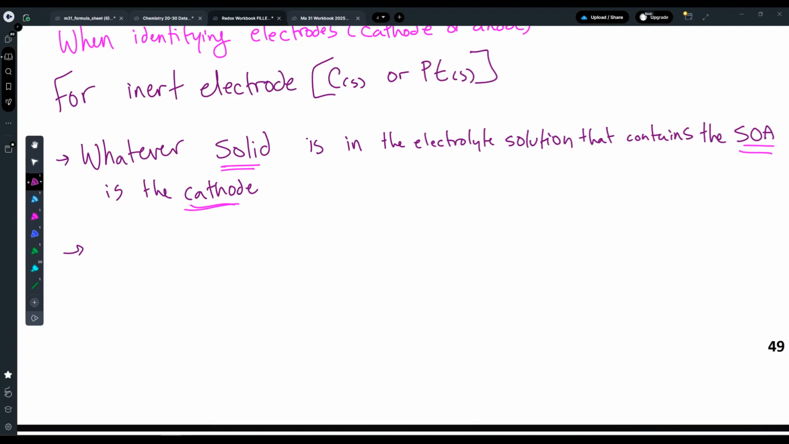And whatever solid, when you're identifying your electrodes, whatever solid is in the electrolyte solution that contains your SRA is going to be the anode. Now, granted, sometimes your SRA, when it's solid, is the anode, but I'm trying to make this vague enough so it applies to identifying any electrodes, whether you're talking about just regular solid electrodes, I should say, or inert electrodes.